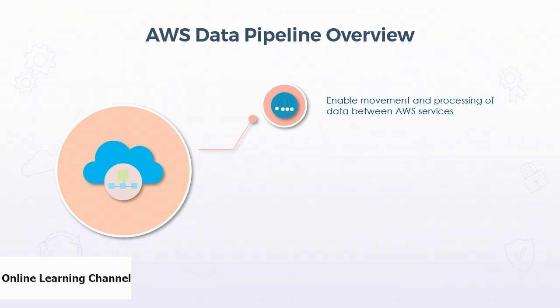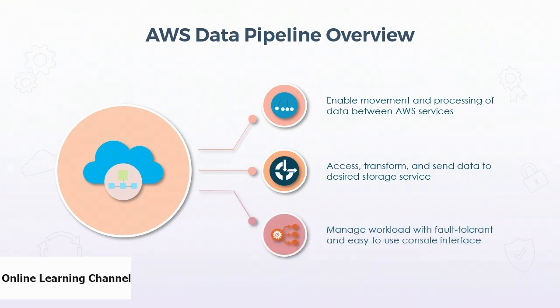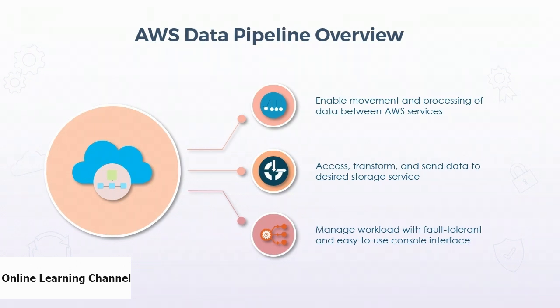With AWS Data Pipeline, data can be accessed from the location where it is stored, it can be transformed and processed even at very large scales, and then the processed data can be sent to the desired storage services such as Amazon S3 or Amazon DynamoDB. The whole data management and processing workload through AWS Data Pipeline is extremely reliable. It has the scope for tolerating faults, is repeatable, and is easy to use with a fairly simple drag and drop console within the AWS interface.